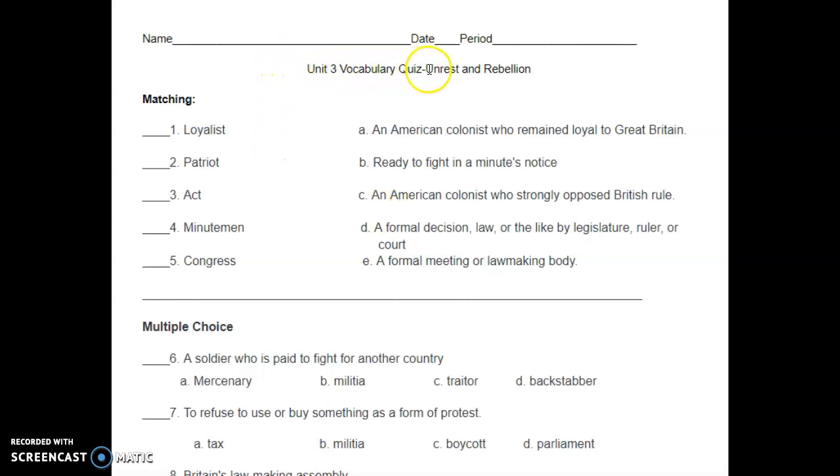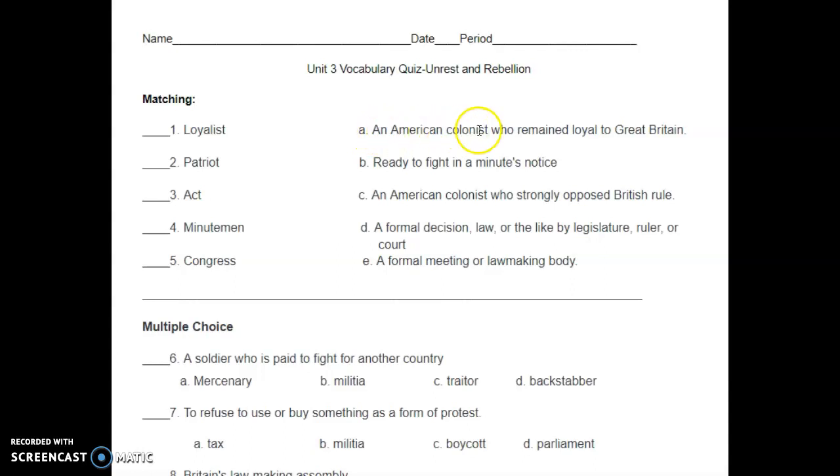Unit 3 Vocabulary Quiz, Unrest and Rebellion. Matching. Number 1, Loyalist. Number 2, Patriot. Number 3, Act. Number 4, Minutemen. Number 5, Congress. You will match them with one of the following.